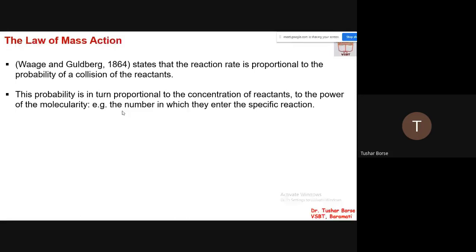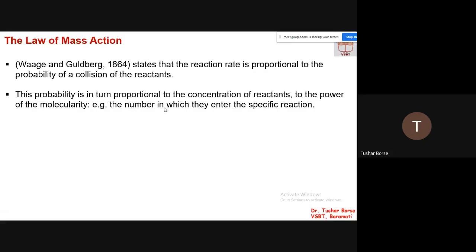So this law of mass action was given in 1864 by Waage and Guldberg. This states that the reaction rate is proportional to the probability of a collision of the reactants. Collisions have to occur. There has to be collisions between the reactants. Depending upon that, how much time these reactants take to come closer and have collisions between them so that the reaction can occur can be predicted by the law of mass action.